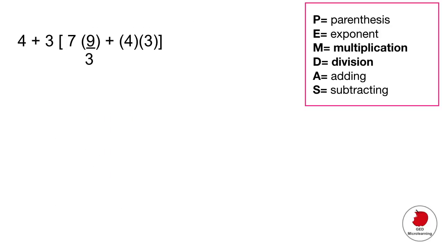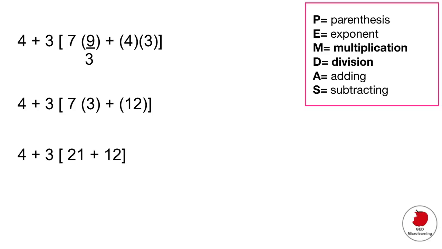Okay, next part we said multiplication or division. So first of all, if we divide 9 by 3, that gives us 3. So we end up with this. And then if we multiply, again, that's 7 by 3, that gives us 21 plus 12. Okay, so notice we're only working on the stuff inside the brackets, inside those parentheses.